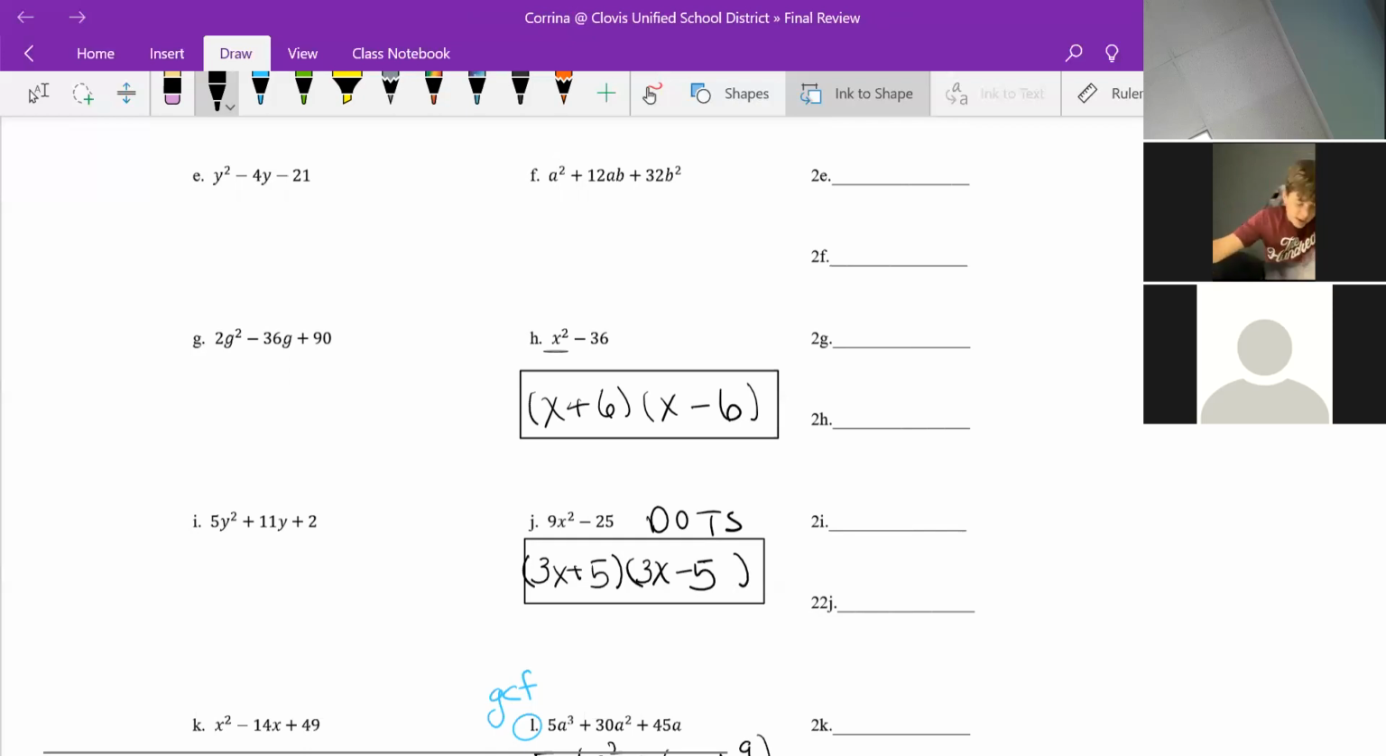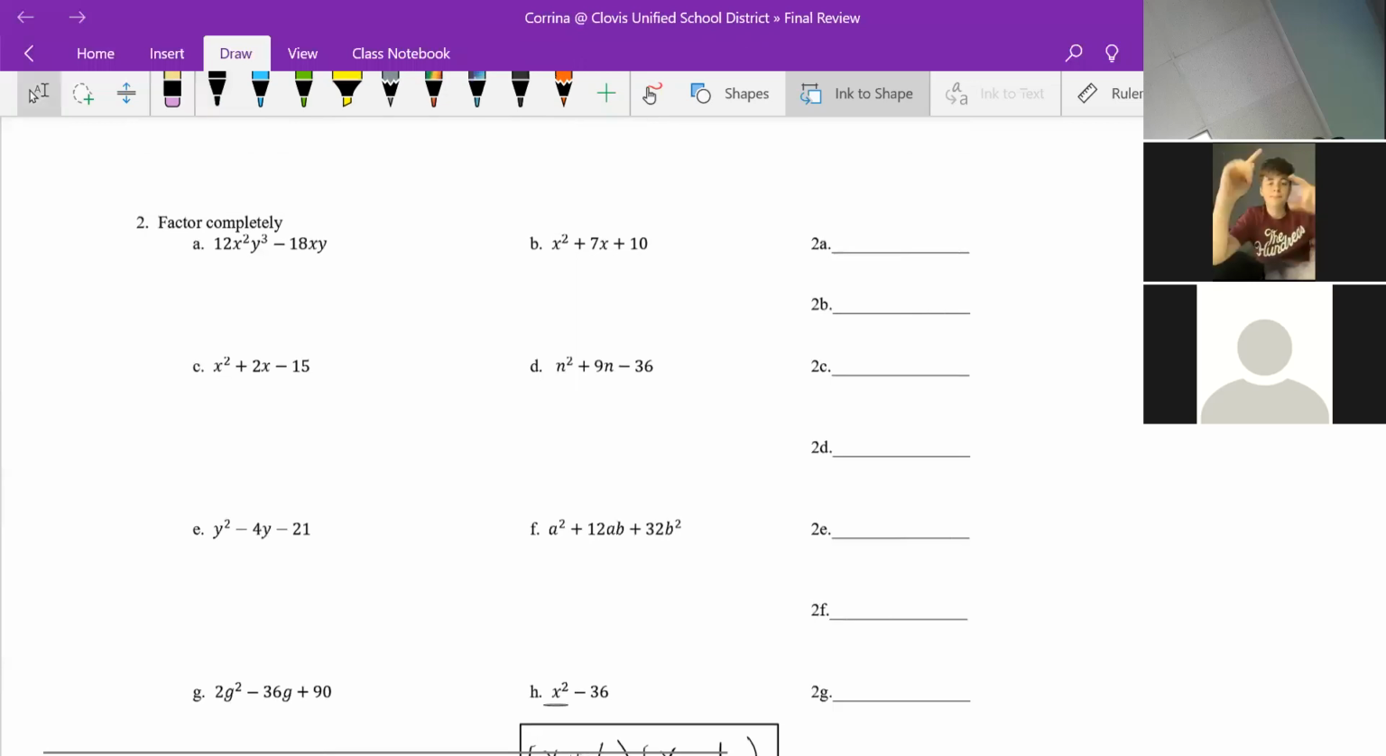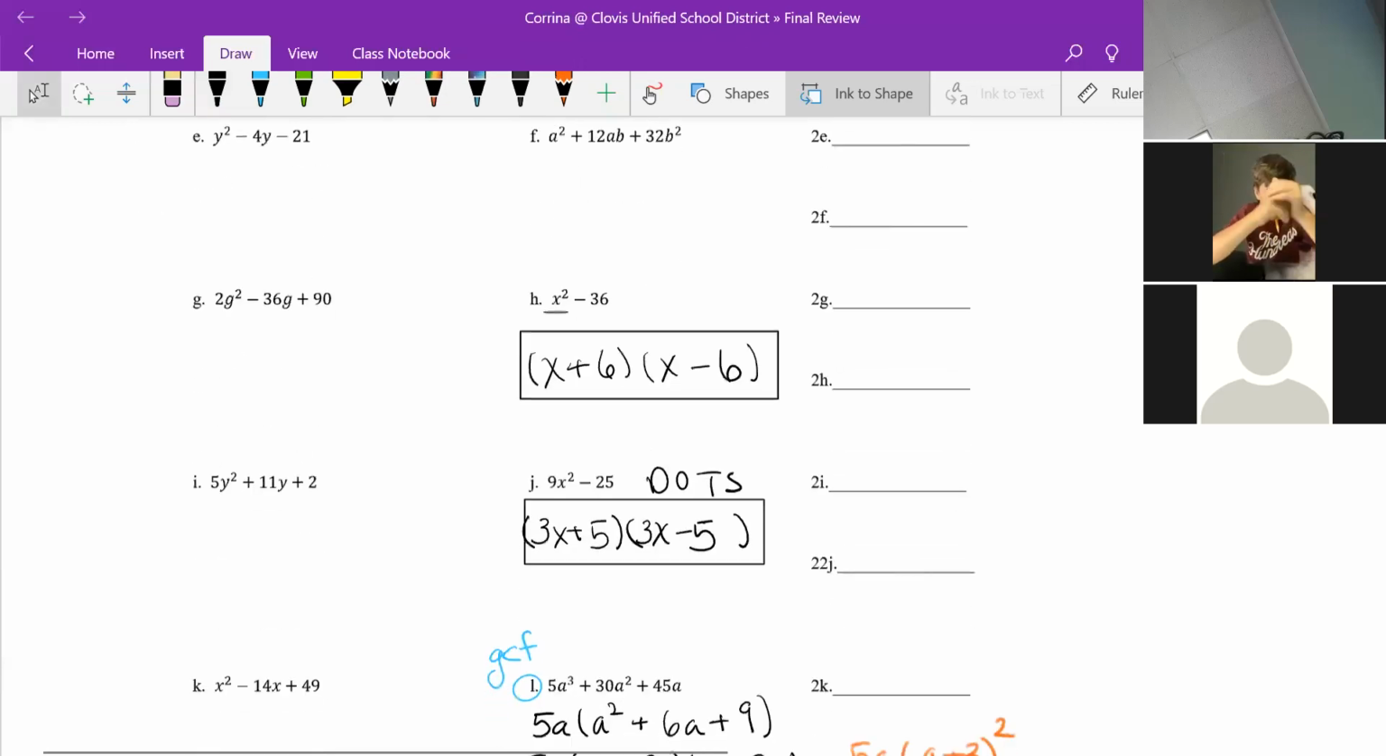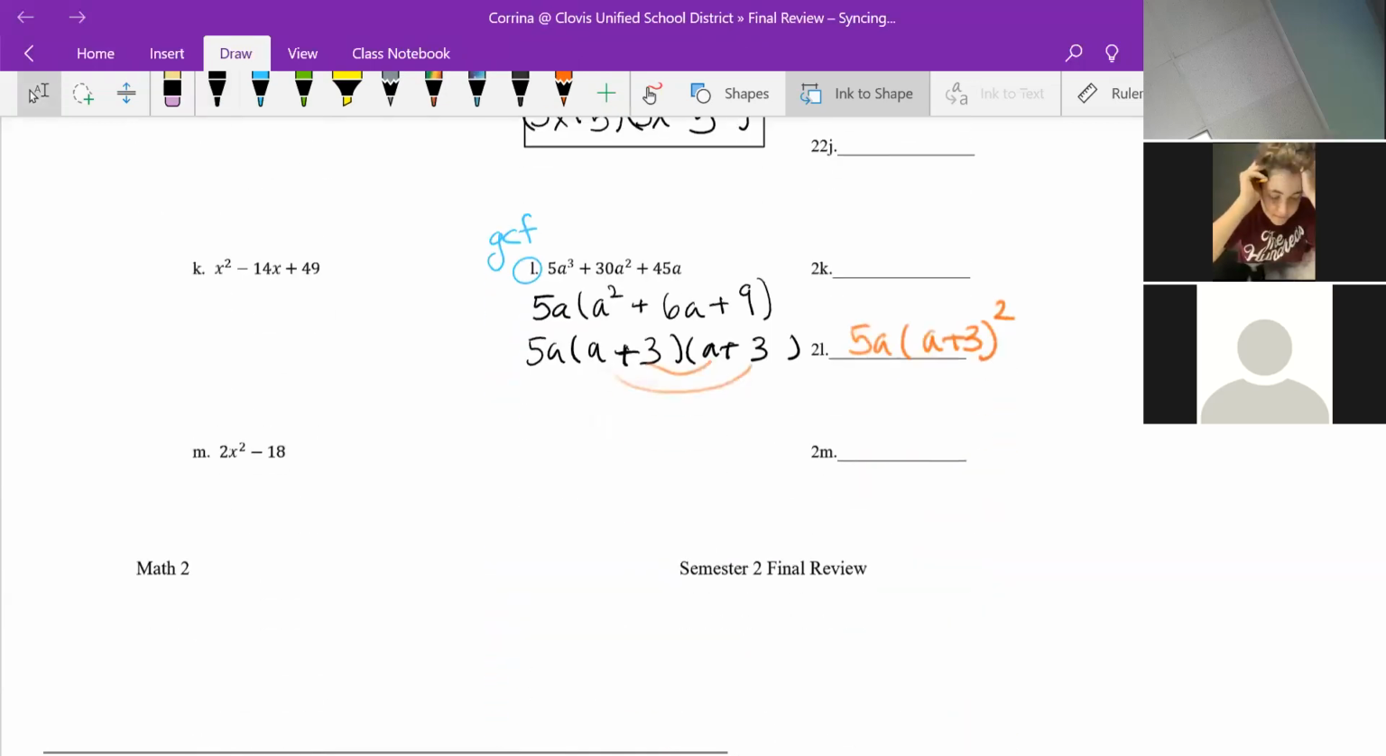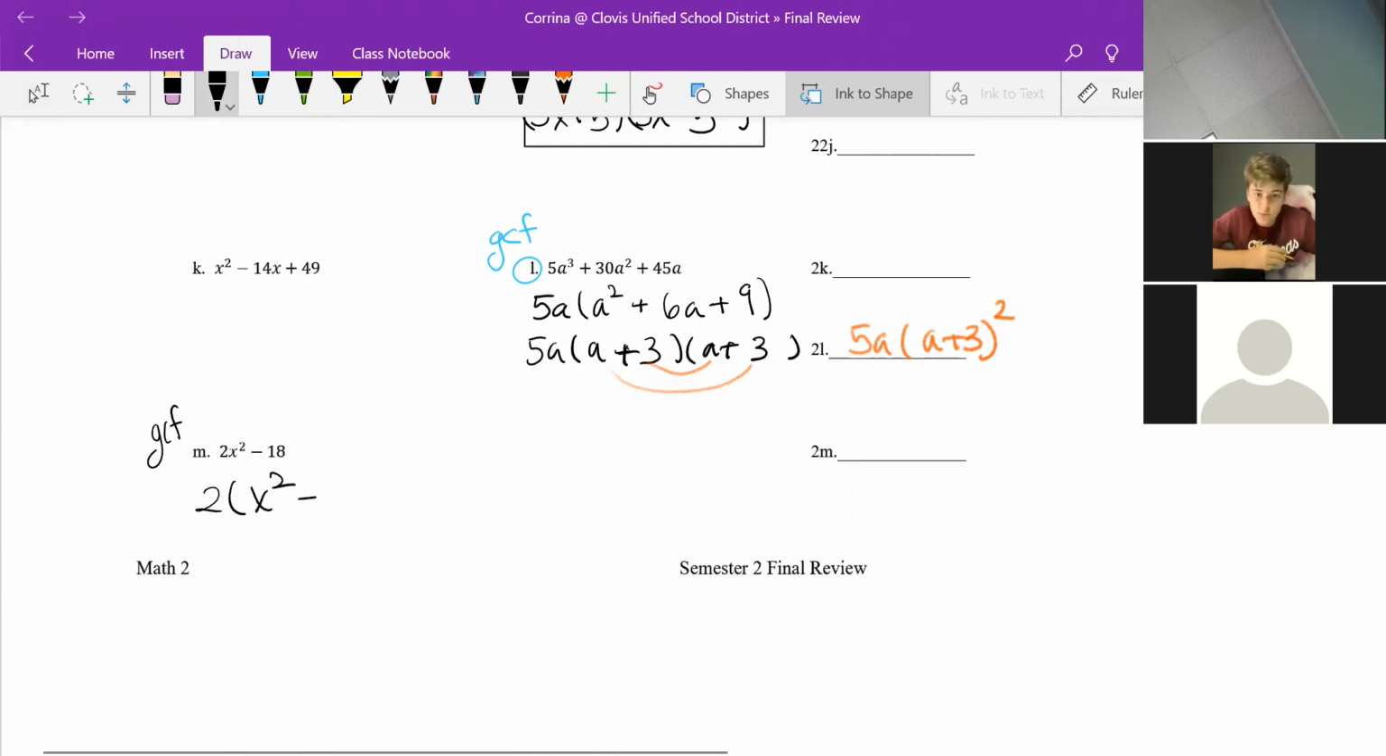Is there any more like that? I didn't see any more like that, but how about M? Oh yeah, M is kind of like it. M is a combination. You do GCF first. What's your GCF? 2. What does that leave you with? X squared minus 9. And now it's a difference of two squares. So what would it be?